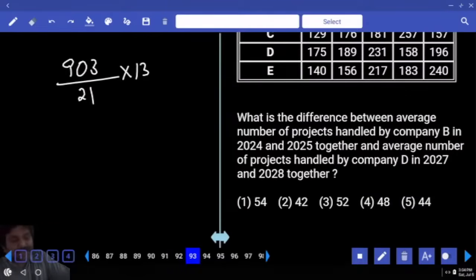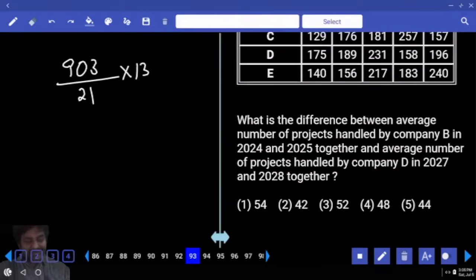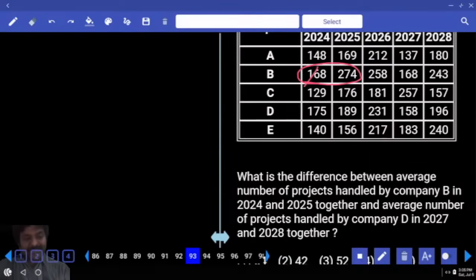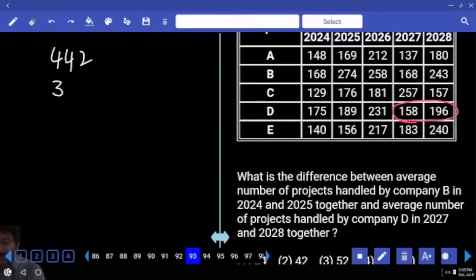What is the difference between the average number of projects handled by B in 2024-25 together and the average number of projects handled by D in 27-28 together? B 24-25, sum of these two numbers: 160, 270, 430. 430 plus 12, 442. D in 27-28. To make the second number a round figure, we need 4. Take 4 from the first number, 154 is left, plus 200, 354. We need the average difference, right?